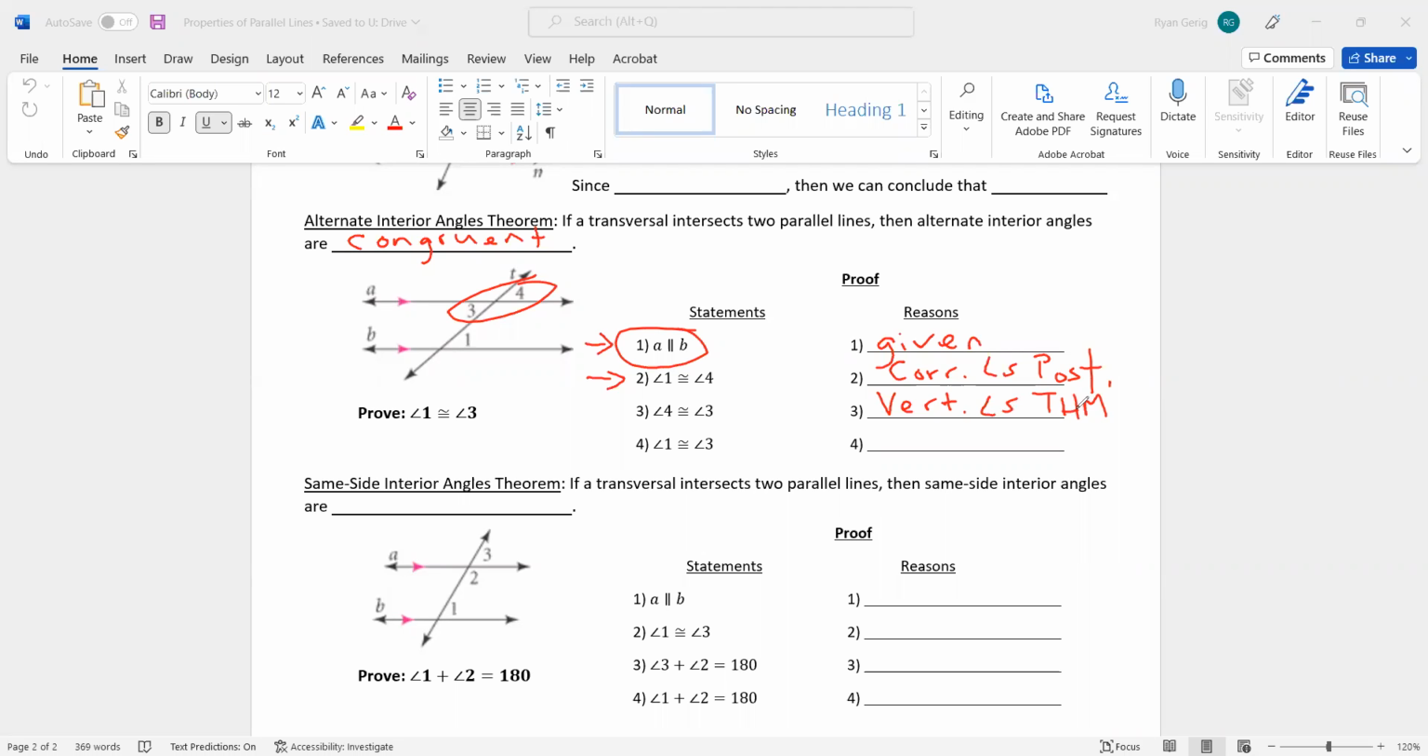Well, if 4 and 3 are congruent, back up. If 1 and 4 are congruent, and then 4 and 3 are congruent, well, then 1 and 3 are congruent by the transitive property. If 1 is equal to 4 and 4 is equal to 3, the transitive property says 1 is equal to 3. Well, 1 and 3 are alternate interior angles. Therefore, we've proven this theorem. Okay. Again, you're not going to have to do that full proof. I want you to see and follow from step 1 to step 4 how we were able to justify that theorem.